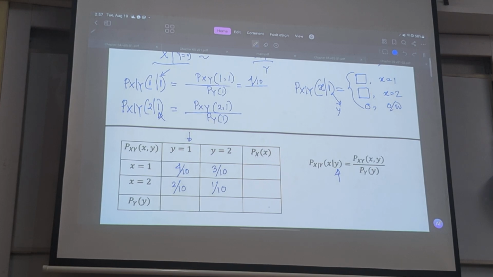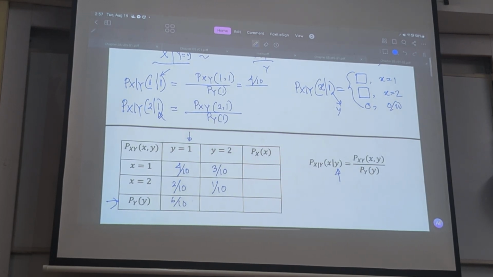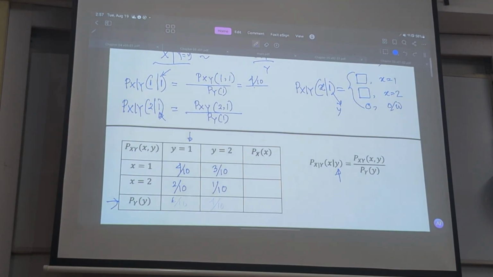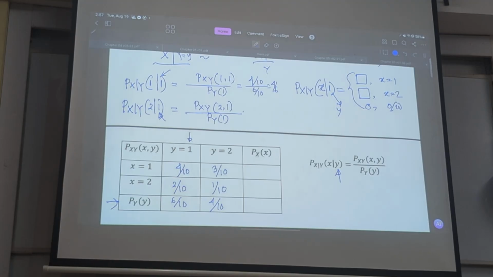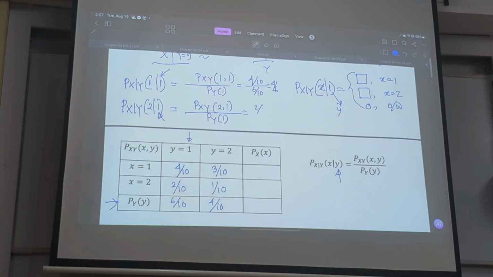We need to fill up this row. It will be 6 by 10 and 4 by 10. So when we divide by 6 by 10, it will be 4 by 6. And this one will be x is equal to 2, 2 by 10 divided by 6 by 10, which is 2 by 6. So we have 4 by 6 and 2 by 6.